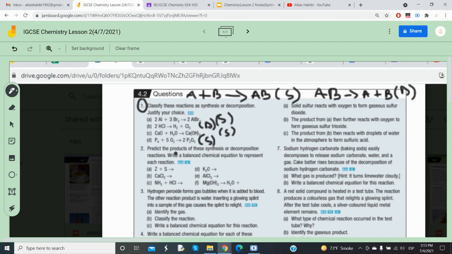Okay, so that's done. Question 2 says to predict the products of these synthesis or decomposition reactions and write a balanced chemical equation. This is actually zinc, guys, so this is Zn. So this is zinc plus sulfur, and I think it's going to give us zinc sulfide, because we need to predict the product. Some of these reactions from A to F are synthesis and some are decomposition.